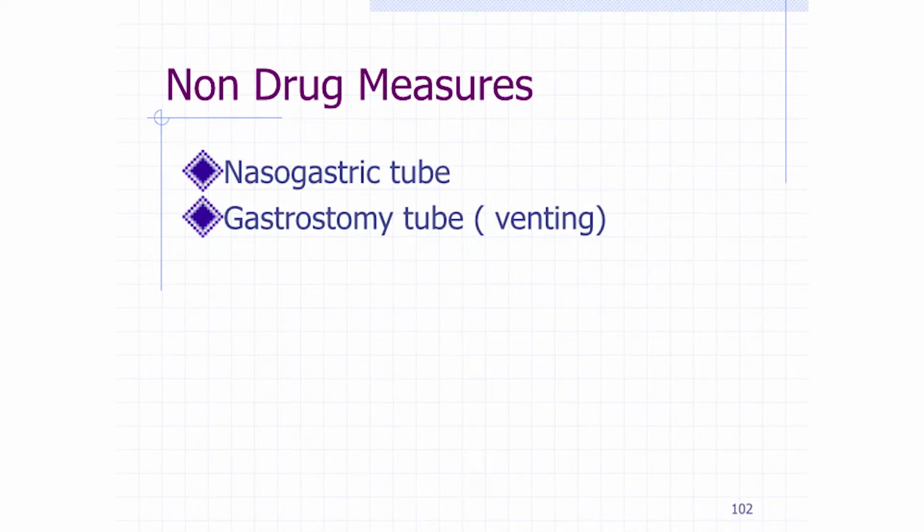Non-drug measures, nasogastric tube. If somebody has really bad nausea and vomiting, we'll ask them if they want an NG tube in temporarily. Most, I would say, more than half of them refuse it. They say, no, I had one of those when I had my surgery. I'd rather be throwing up than have that tube in my nose again. But sometimes if their symptoms are really bad, it'll give you the quickest relief.